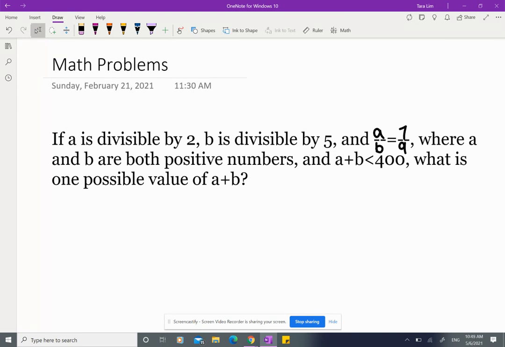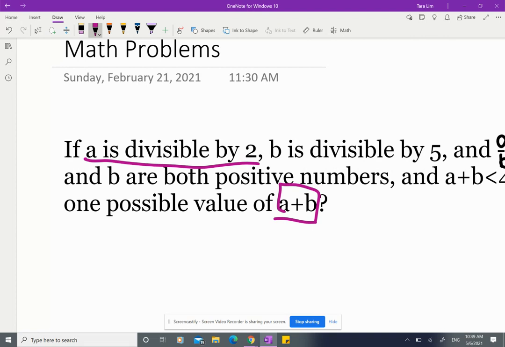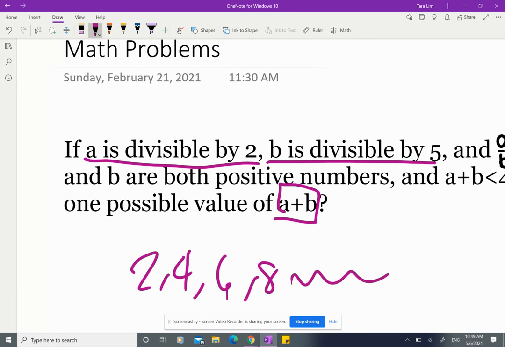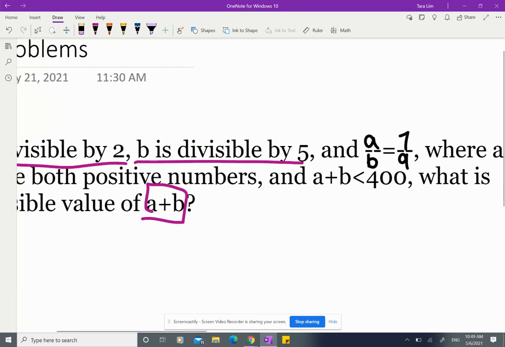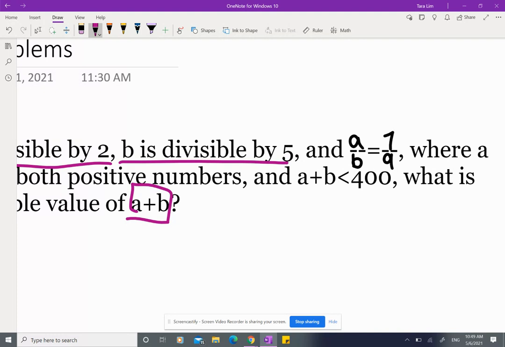So first of all, if we want to know the value of a plus b, we want to know what is a and what is b. And it says a is divisible by 2 and b is divisible by 5. Now if we look at this, there are a lot of different possible values, because a divisible by 2 can be 2, 4, 6, 8, and we'll keep on going. And as well as here, b, there are a lot of different numbers because there can be 5, 10, 15, 20, and there are a lot of different numbers.